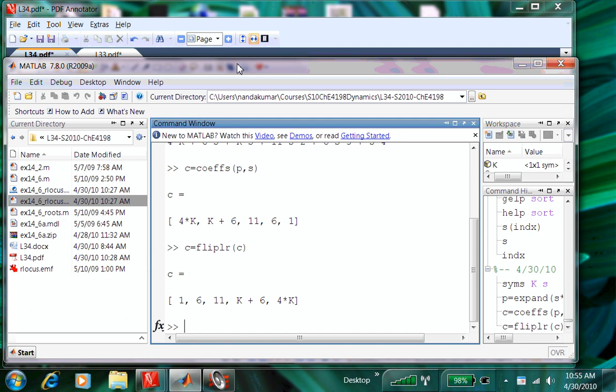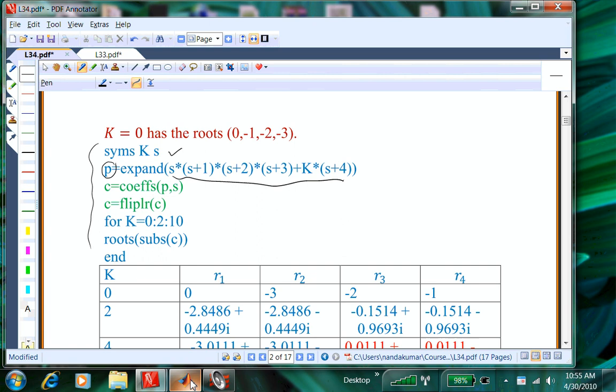So this is still the coefficients, but is this a symbol or a number? It's a symbol, because K appears there. Now I'm ready to pass this to the roots function, but the roots function expects only numbers. So what do they need to do? Put in various values of K, evaluate that, and then pass it to roots, and I can generate a table. If you look at the program here, I'm setting up a loop, for K equals 0 to 10.